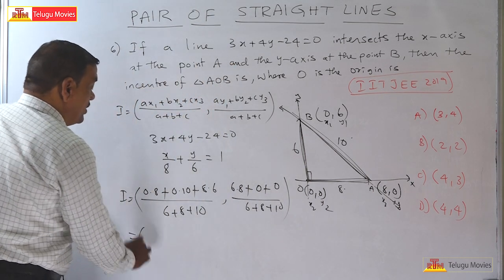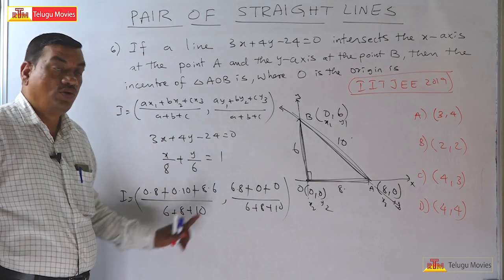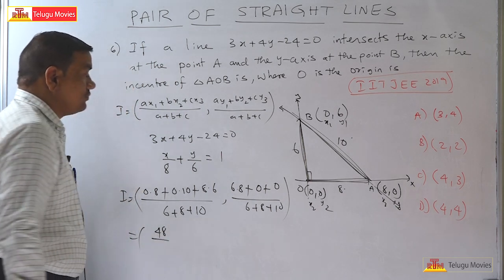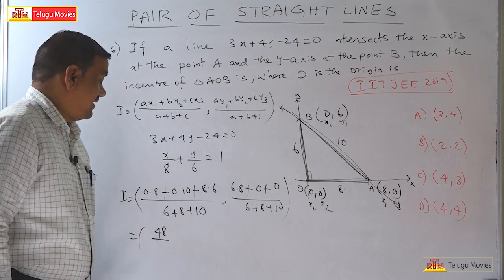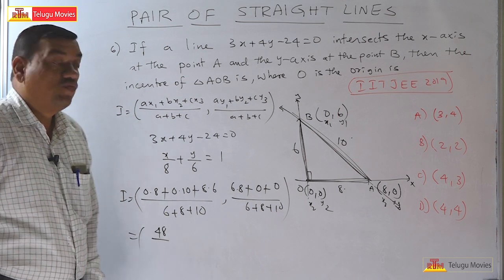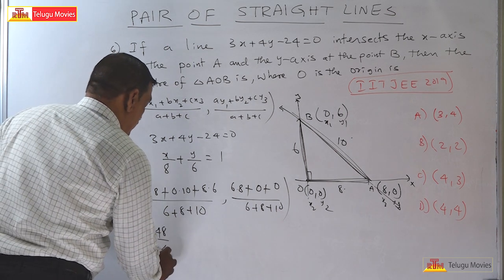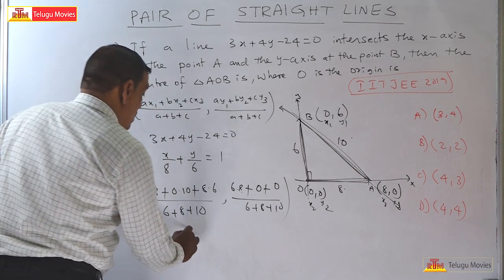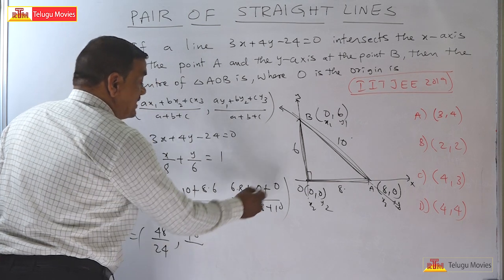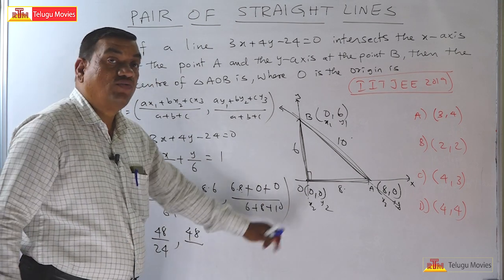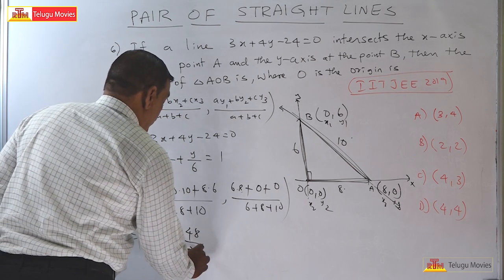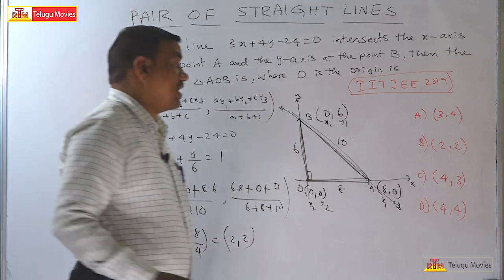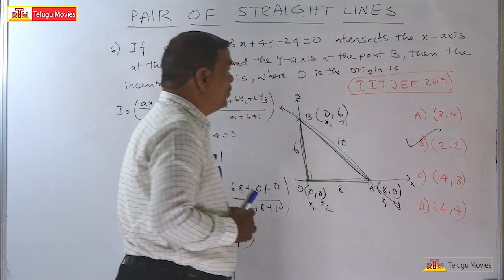Okay now. So here you see 6 8s are 48 upon 6 plus 8 plus 10. How much is 6 plus 8? 14. 14 plus 10 is 24. So here also 6 8s are 48 upon 6 plus 8 plus 10. 6 plus 8, 14, 14 plus 10, 24. So this is equal to 2 comma 2. So the answer is clearly 2 comma 2.